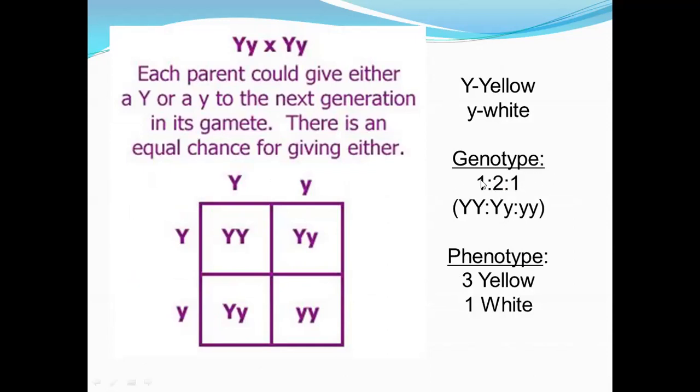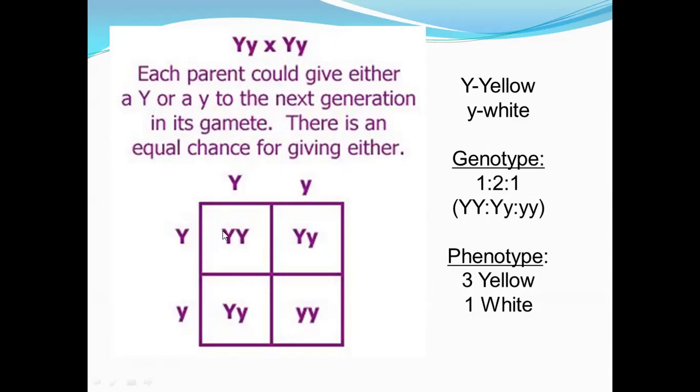This is how you read the genotype. Remember, the genotype is the combination of the alleles. The phenotype now are the physical characteristics. So even if it is 1 is to 2, all these 3 are yellow. Got it? Because yellow is dominant over the other, or the white. So this one here is recessive, so it's white. Okay, and this is 3 is to 1. Does that make sense?